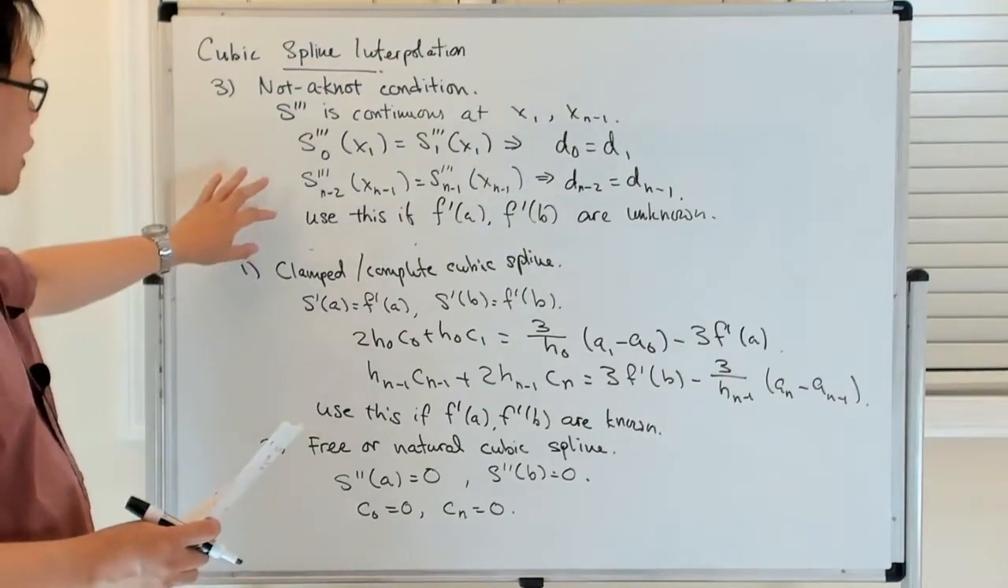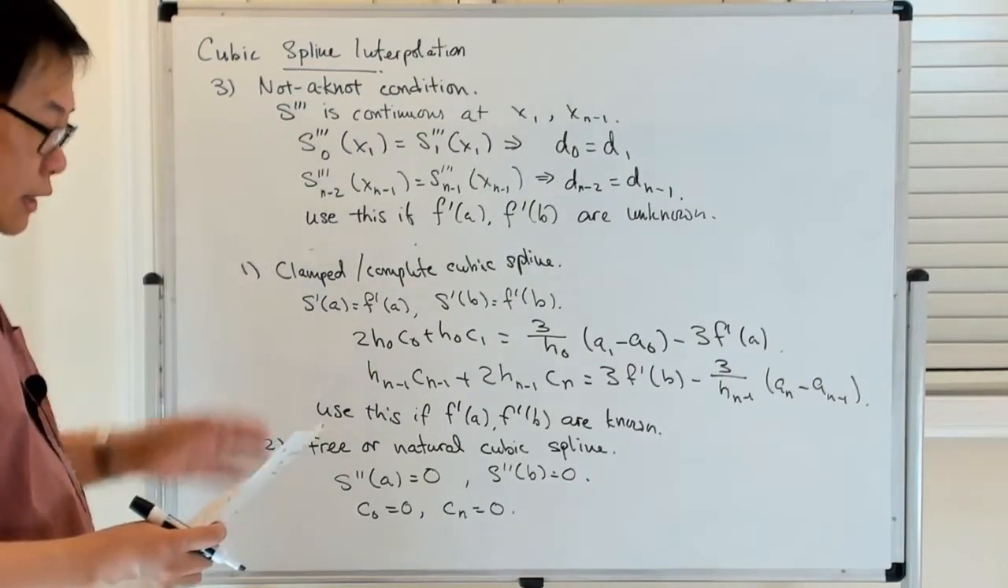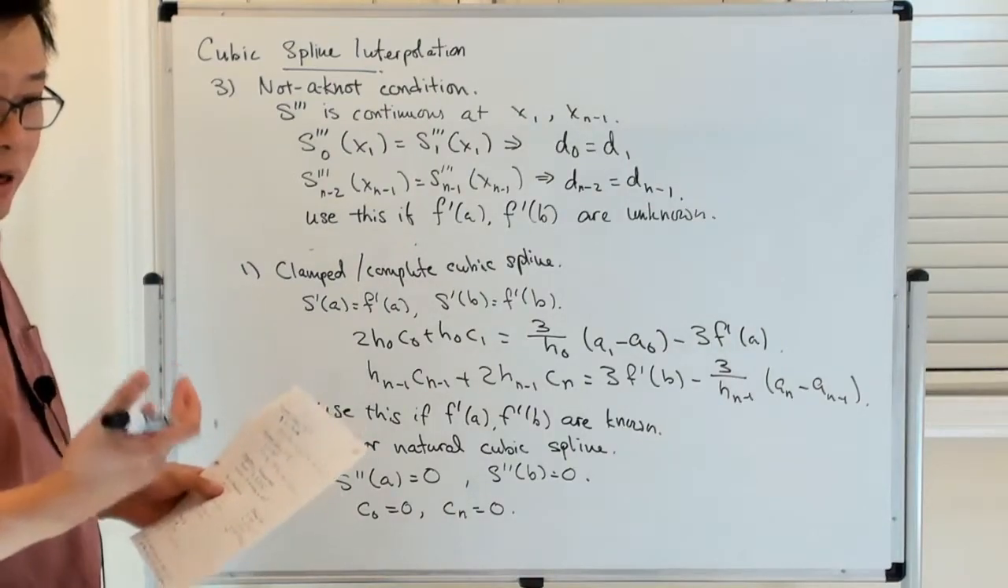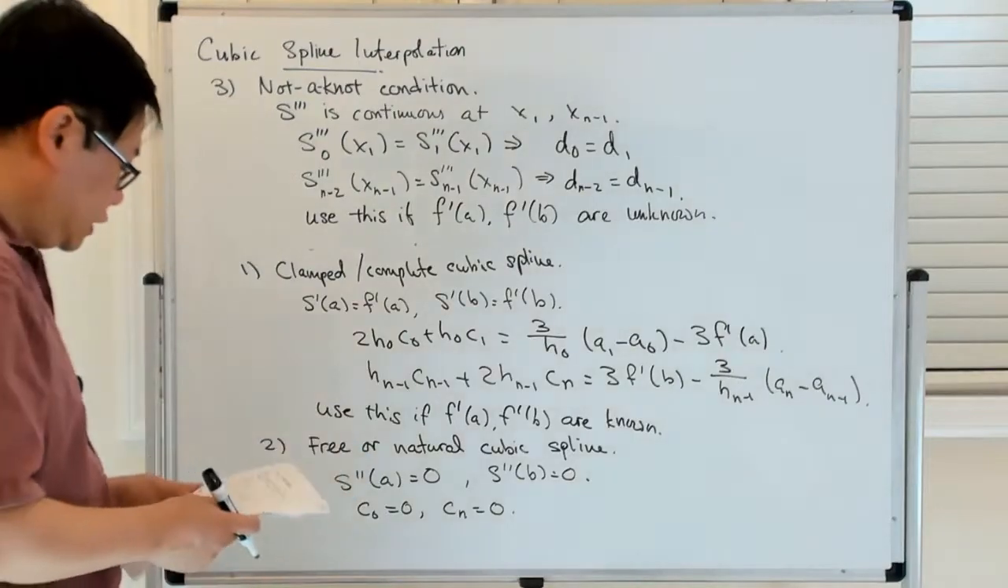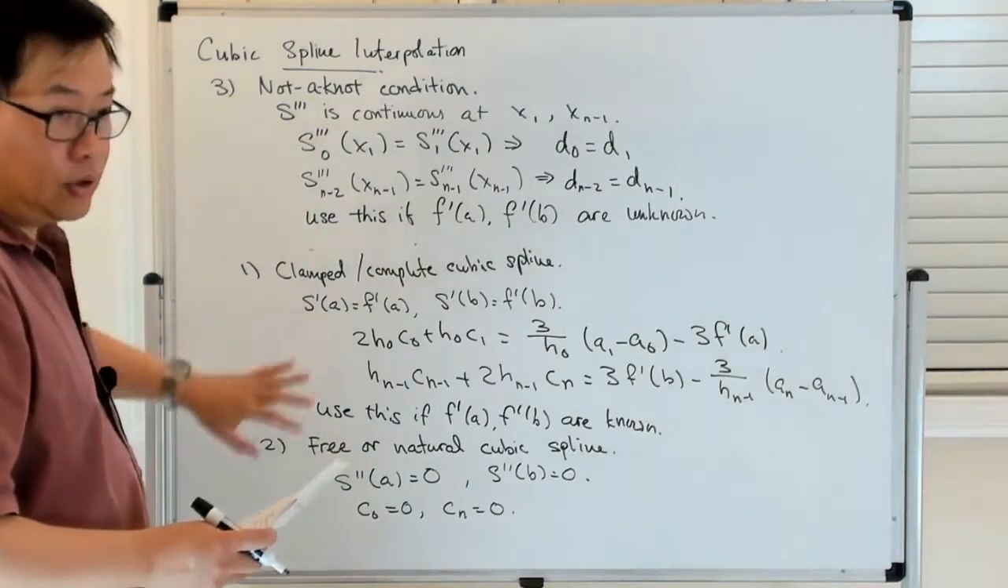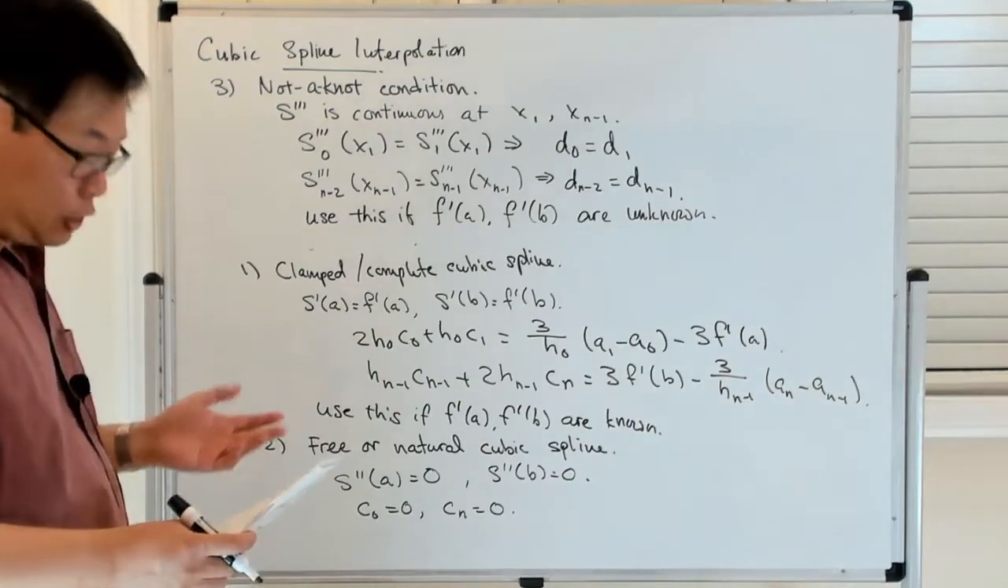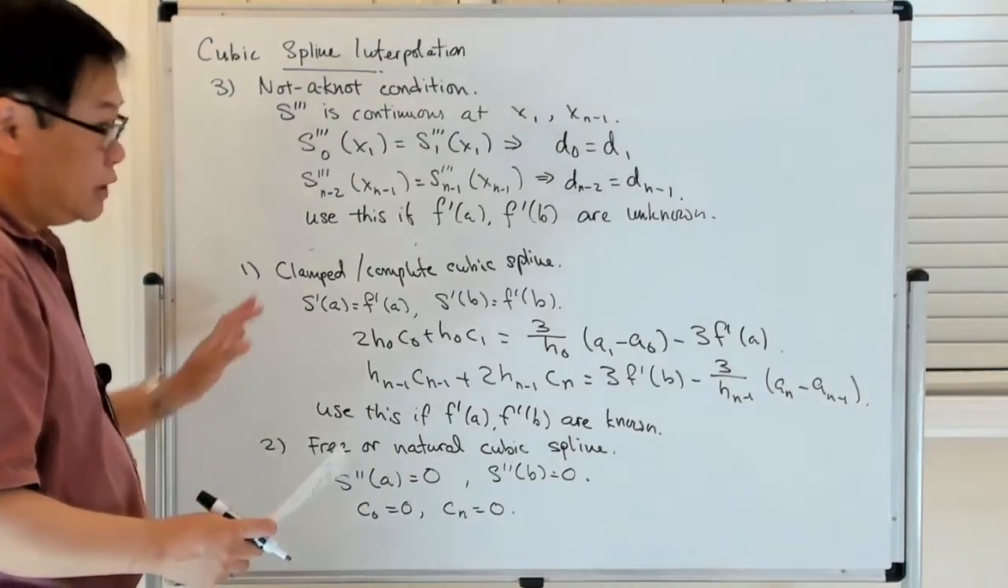So together you can solve for the cubic spline coefficients, so long as you have some way of solving a linear system involving tridiagonal coefficient matrices. What we're going to do next is talk about how to do that tridiagonal solve efficiently. Let me just stop here for now.